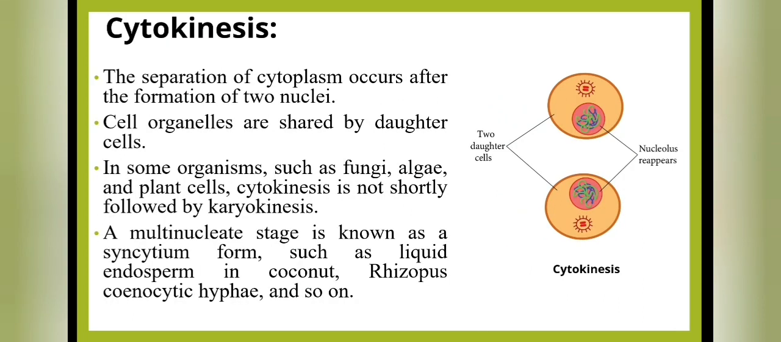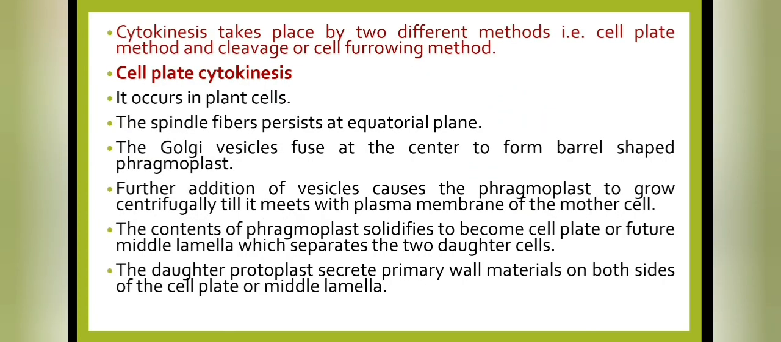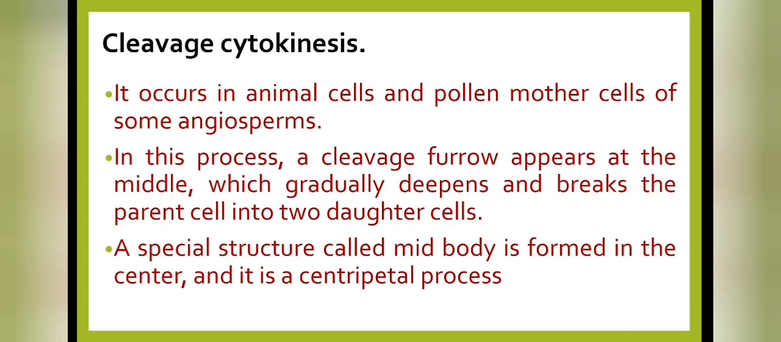After the process of telophase, cytokinesis will occur. Cytokinesis means separation of cytoplasm, finally producing two daughter cells. And this takes place by two methods: the cell plate method in case of plants, and the cell furrow method or cleavage method in case of animals. Okay.